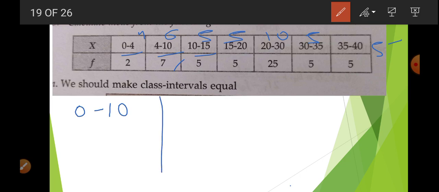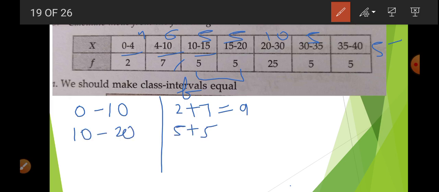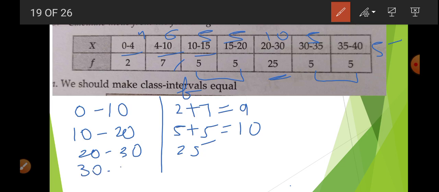Now we are going to add 2 plus 7 for getting the frequency. So it becomes 9. Okay, now we are going to write these two combined, so it becomes 10 to 20, that is 5 plus 5, so it becomes 10. It is given already in proper manner, so it becomes 20 to 30. It's 25. Okay, now we are going to write together these two class intervals, so it is 30 to 40. So we add 5 plus 5, so it is 10. So in this way it becomes an equal class interval.